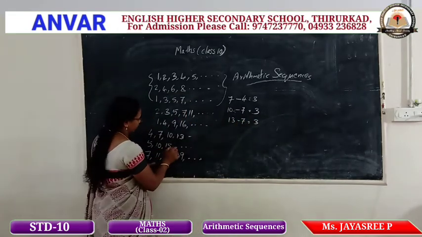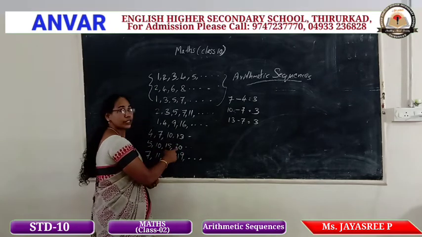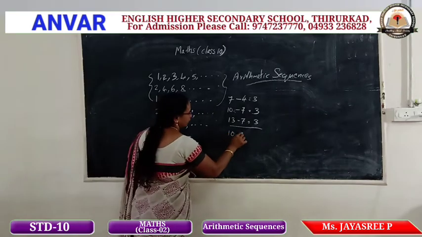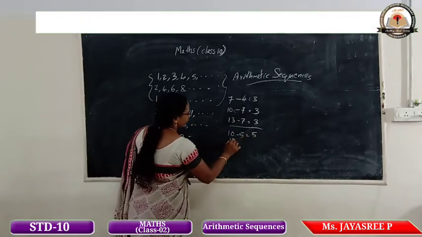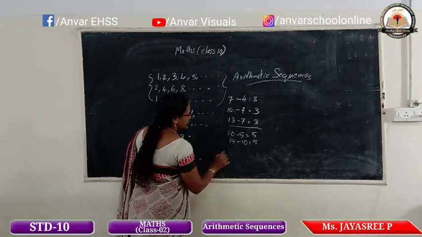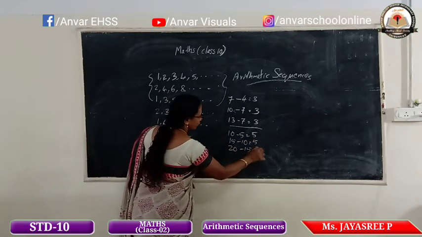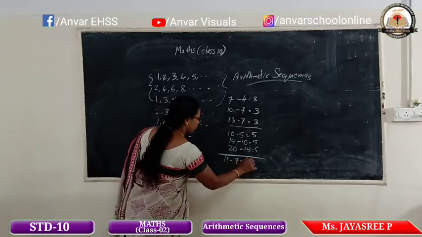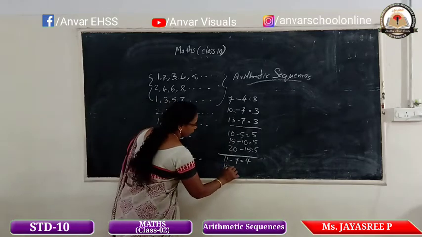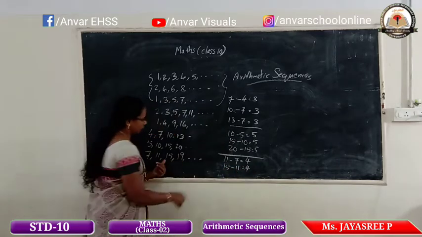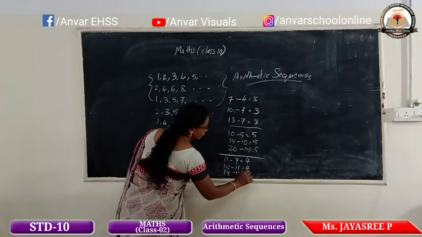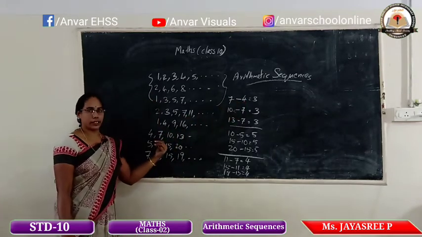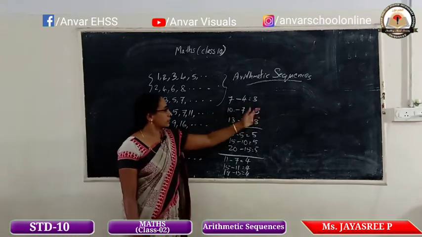Now, in this sequence, 5, 10, 15, 20, etc. What is the difference? 10 minus 5 is equal to 5. 15 minus 10 is equal to 5. 20 minus 15 is equal to 5. Now what about this? 11 minus 7 is equal to 4. 15 minus 11 is equal to 4. 19 minus 15 is equal to 4. So we got that the difference between two adjacent terms of an arithmetic sequence is the same.